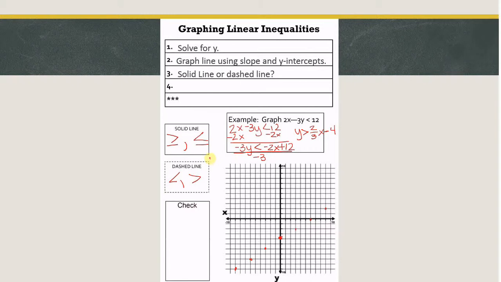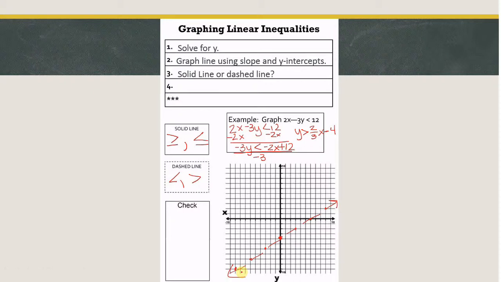Do we have a less than or equal to, or a non-equal to one? A non-equal to, right? We just have less than here. So we're going to make a dashed line. There we go. Or a dotted line if you want to call it that.